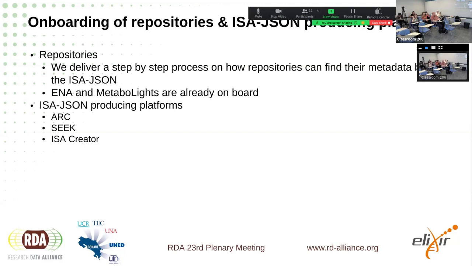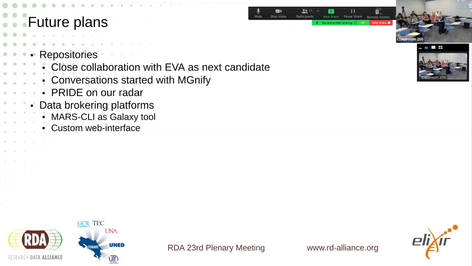Currently, we are also working with the ARCs and the ISA Creator ISA JSON producing platforms to try to support from early on a wide variety of ISA JSONs. Towards the future, we would like to onboard more repositories, and since we've done quite an effort recently into describing how repositories should use the ISA JSON, this should go better and faster. And for this, we are already closely collaborating with the EVA, the European Variation Archive. We also initiated conversations with MGnify, and PRIDE is also on our radar.